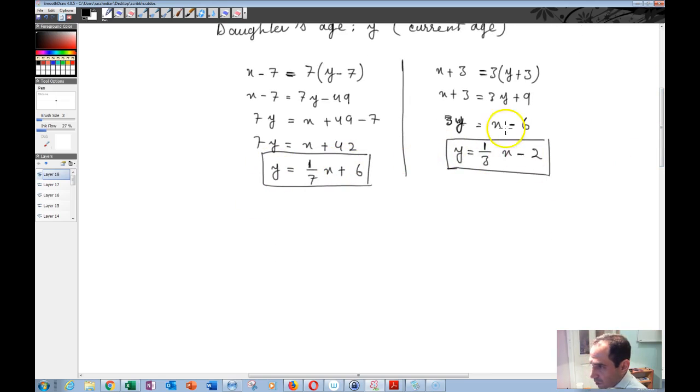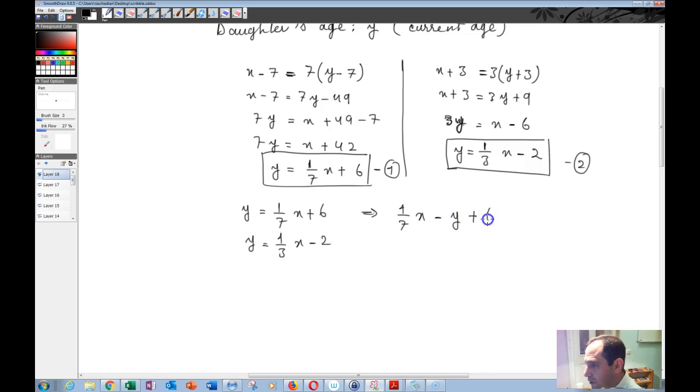So now, first of all, let me call this equation 1 and this equation 2. You have these two equations over here, and if I write them as y is equal to 1/7 x plus 6 and y is equal to 1/3 x minus 2, and if I want to write them in general form, it's going to be 1/7 x minus y plus 6 is equal to 0, and this one is going to be 1/3 x minus y minus 2 is equal to 0.